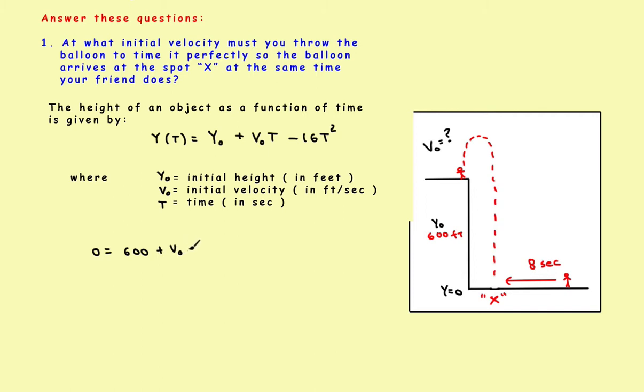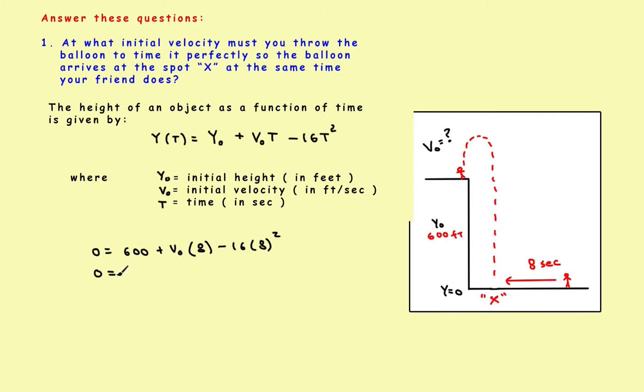V0, that's what we're solving for. And we know the time is 8 seconds, minus 16 times the 8 seconds squared. So it actually turns into a pretty easy problem to solve. Okay, let's go ahead and run through this right here.